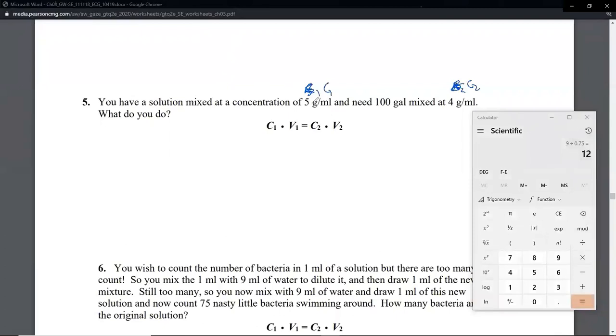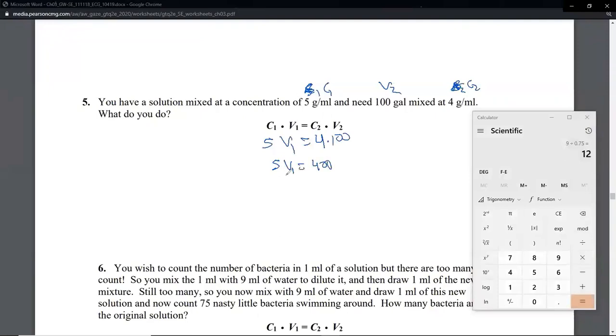Well, your store offers the 5 grams per milliliter, and the customer comes in and wants 100 gallons. So the 100 is with the customer. So this is V2 actually, not V1. We're trying to figure out what volume we need to get for them. So the equation goes 5 for the C1, the V1 is the unknown, equals the C2, which would be the 4, times the second volume, which was the 100. Well, 4 times 100 is 400, so we get 5 times V1 equals 400.